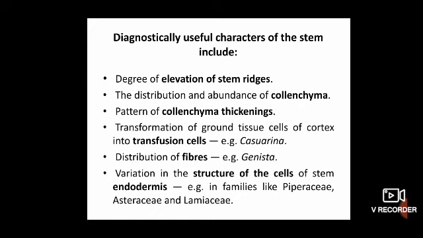Now, these are some of the diagnostically useful characters of the stem: the degree of elevation of stem ridges, the distribution and abundance of collenchyma, the pattern of collenchyma thickenings, transformation of ground tissue cells of cortex into transfusion cells, distribution of fibers, variation in the structure of cells of stem endodermis. Example in families like Piperaceae, Asteraceae and Lamiaceae.